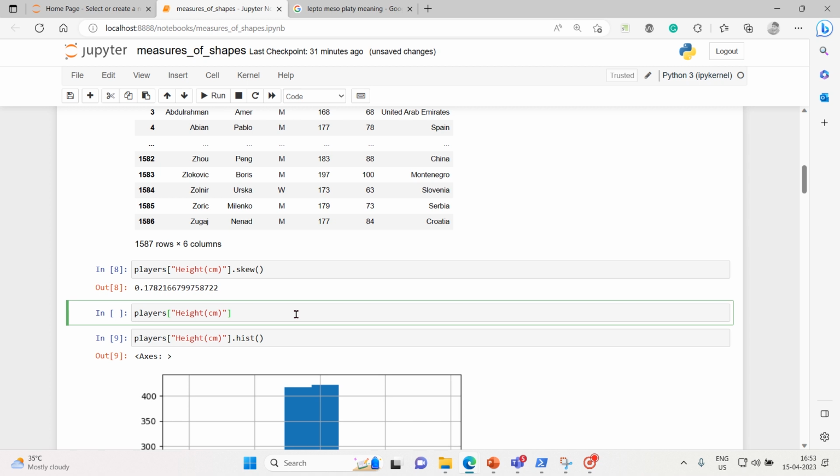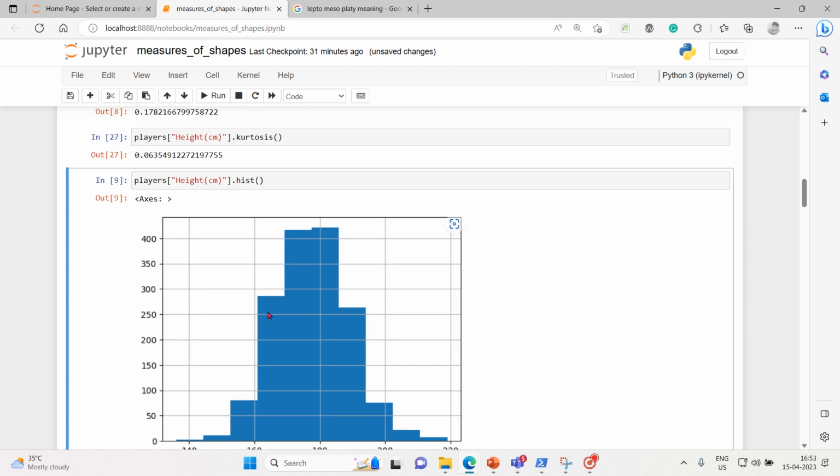Kurtosis is the method I'm going to use here. Yes, you got it. This is 0.06. Of course, it's a positive one, but it's very close to zero.